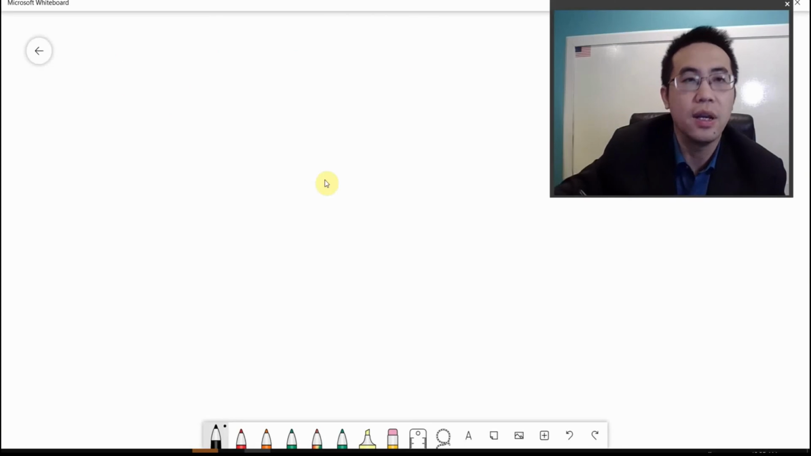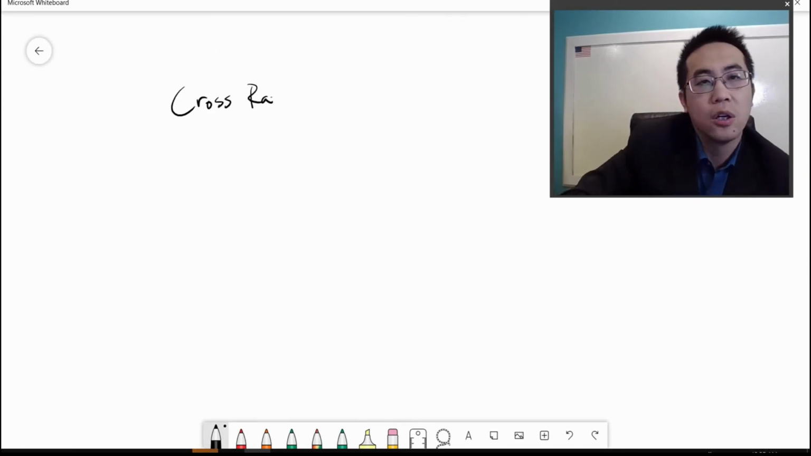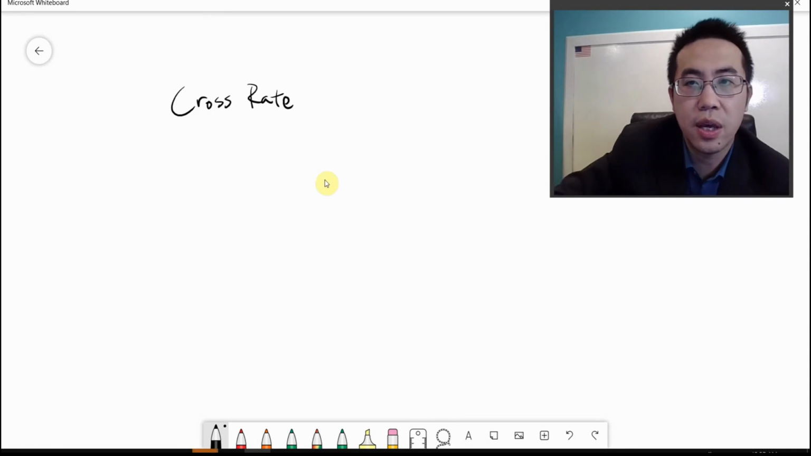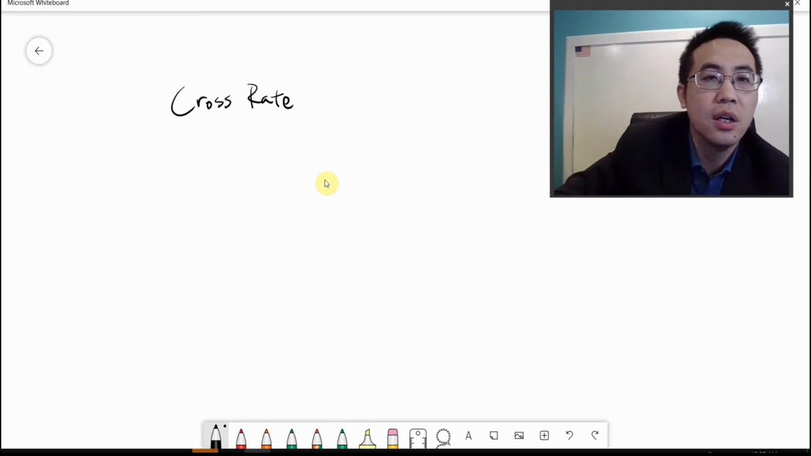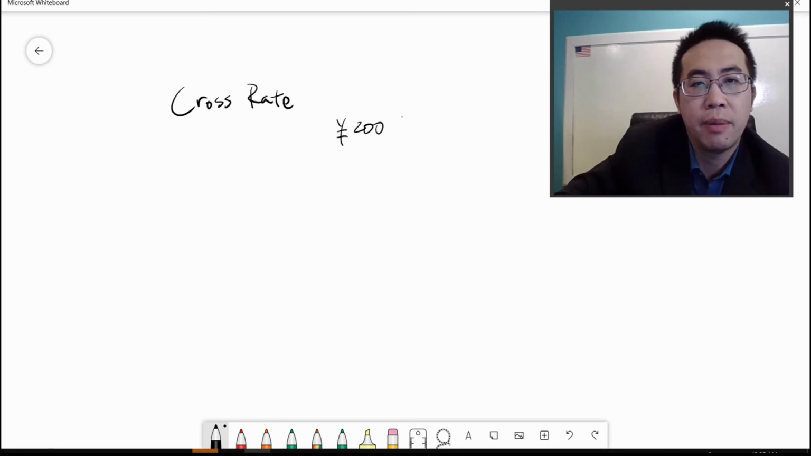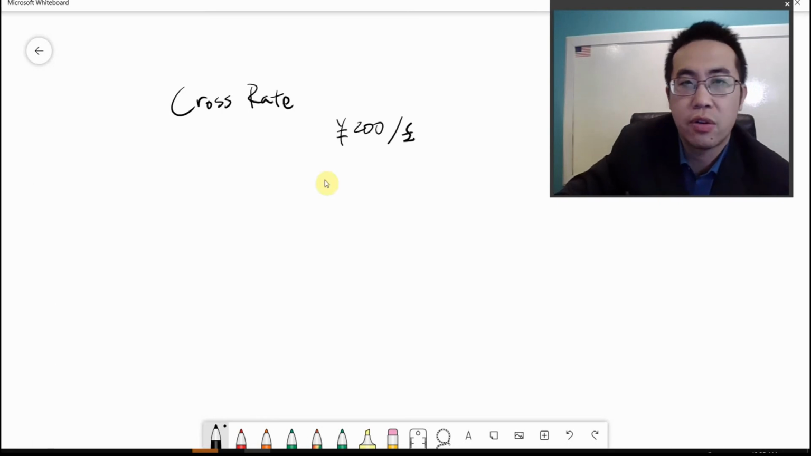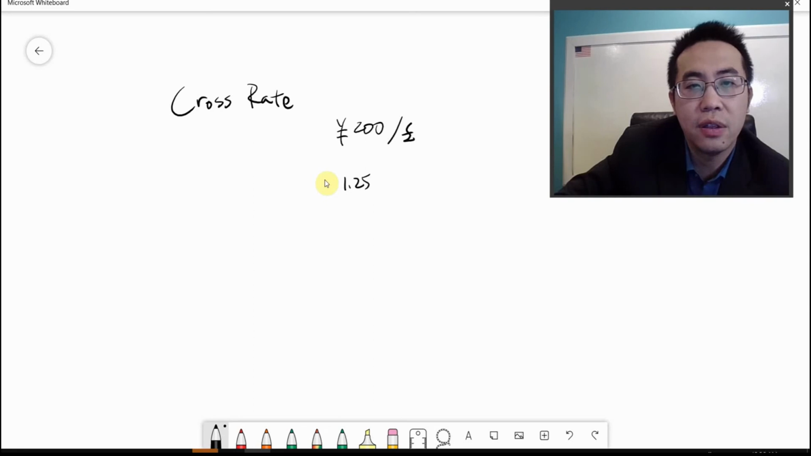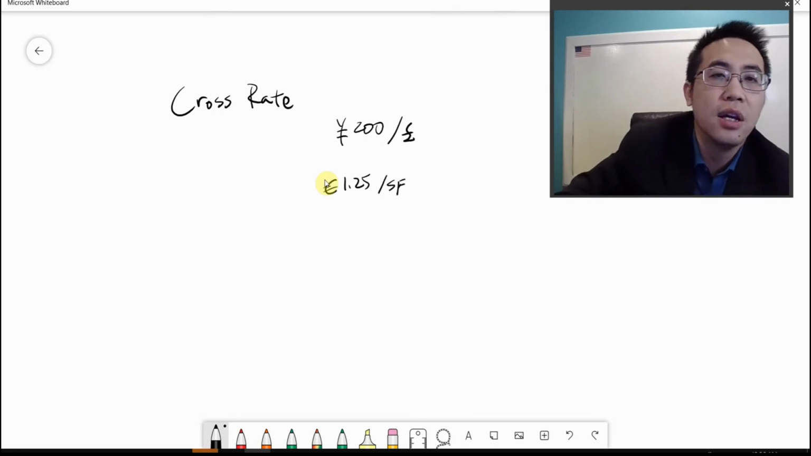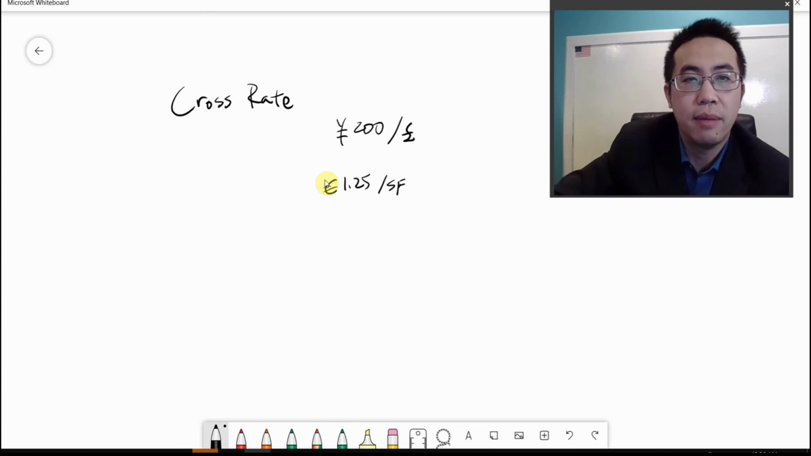So now we talk about a new subject, cross rate. Cross rate is about two currencies without the US dollar, where one currency is expressed in another. So we can treat this as something like 200 Japanese yen per pound, or 1.25 euro per Swiss franc. And you should be able to derive a cross rate from a direct quote, which is your dollar price of a foreign currency.